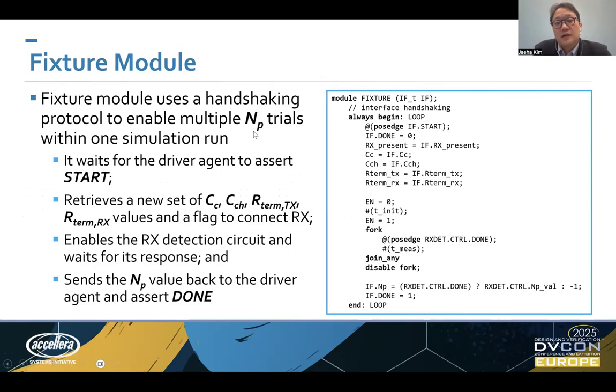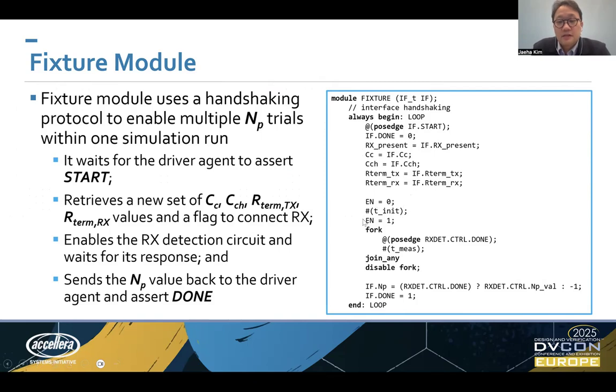The handshaking protocol essentially uses two signals to indicate the start and completion of each trial, start and done. So again, walking through this code, first we wait for the start signal to go high, and that's done by the driver agent. Once it is, the fixture will retrieve the new set of CT, CCH, R term TX, and R term RX, and apply that to the test bench configuration.